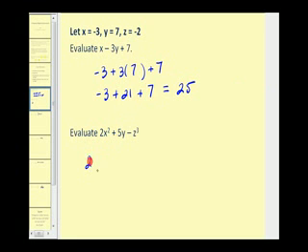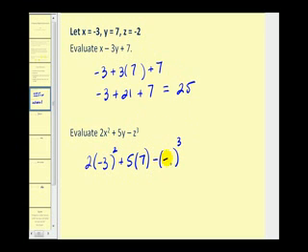This next example, it's the same process. We have 2 times x squared, but x is now negative 3, plus 5 times y is 7, minus z to the third power, and z is equal to negative 2. And so now we'll evaluate this using the order of operations. There's nothing we can do inside the parentheses, so next we'll take a look at the exponents. Negative 3 squared would be positive 9. And negative 2 raised to the third power would be equal to negative 8.